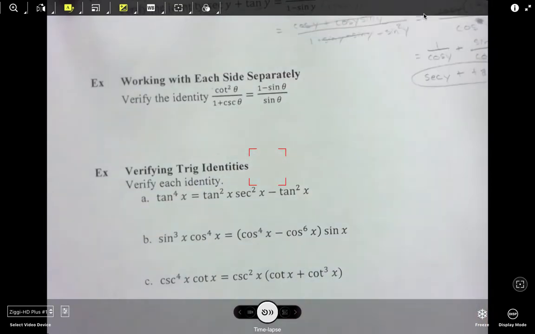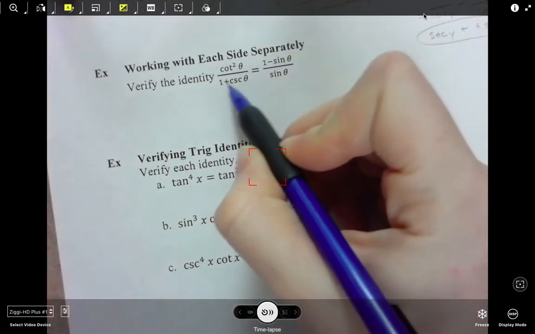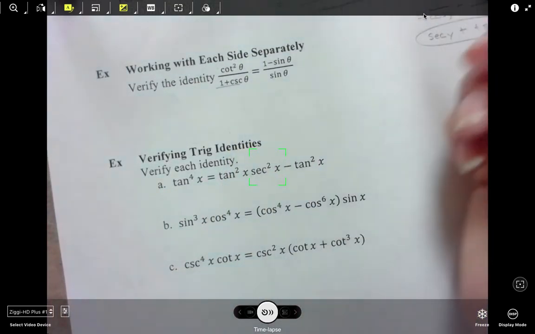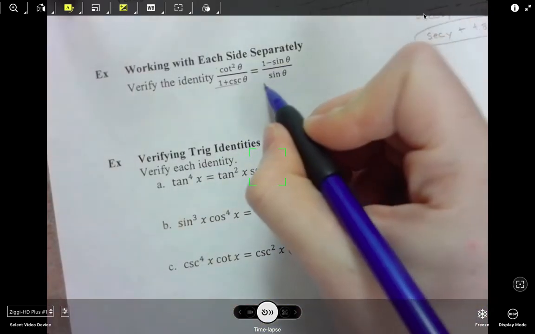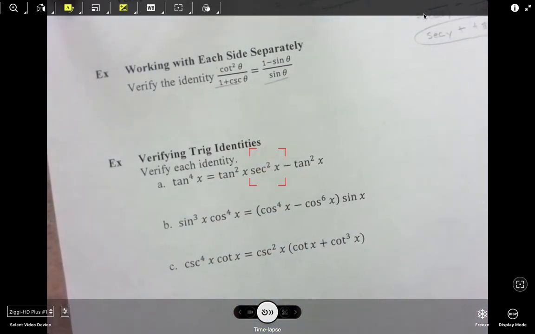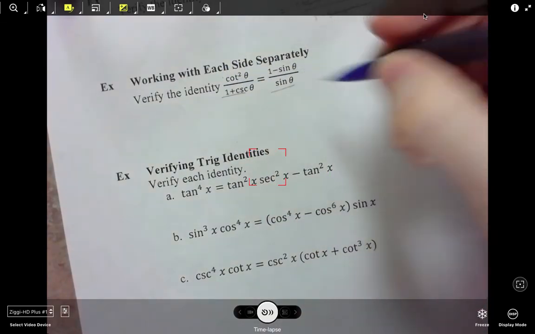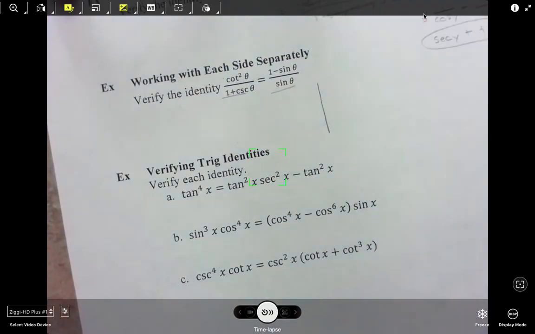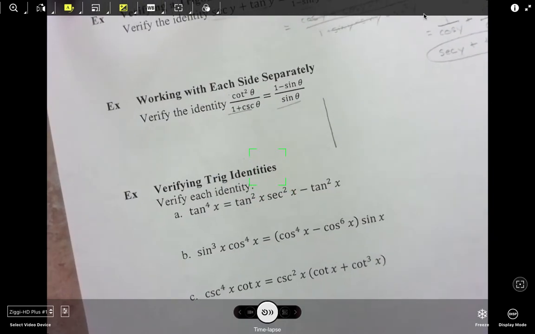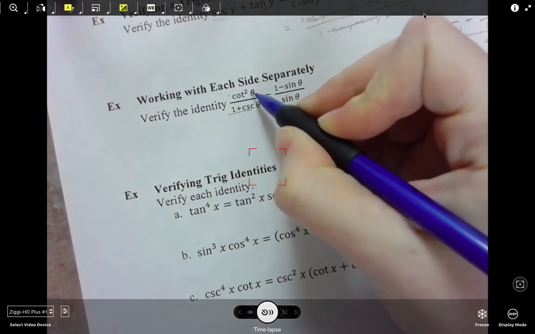Next example, work with each side separately. So this is what we're getting to. What they want us to do here is work with this side until you get to a spot, and then work with this side until you get to a spot. Okay? So let's start with the left side. Let's see if I can write small enough. Cotangent squared of theta.